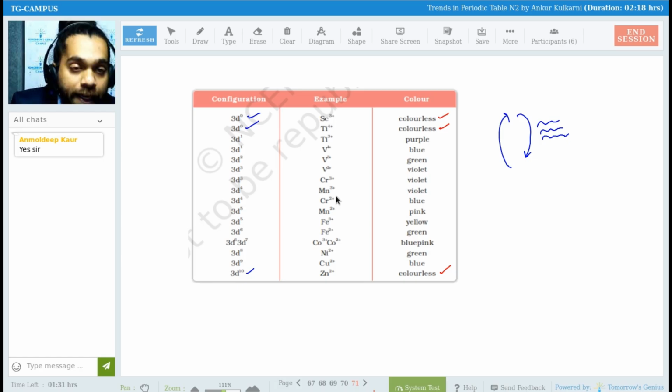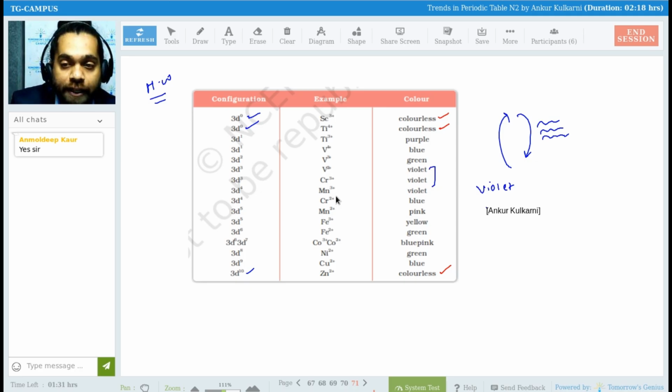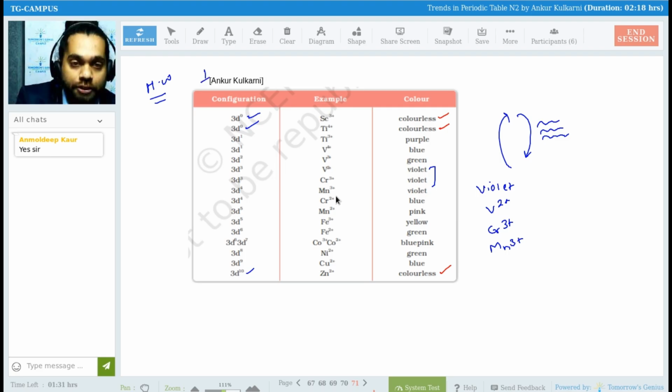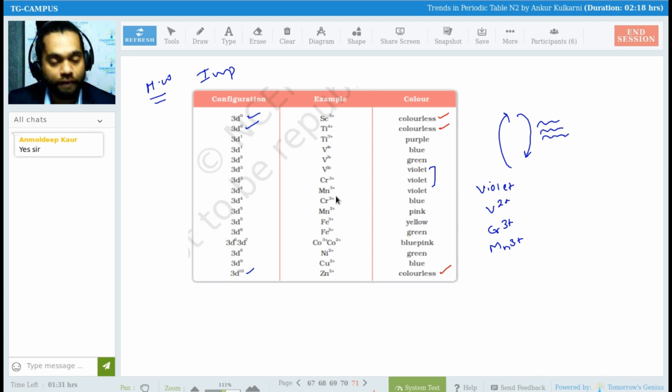Okay, so I want you to do one thing, take it as homework. Write down all the colors over here. For example, write down violet, and write down which are the elements or metals that are violet. So write down violet, and these three are violet: your vanadium 2+, chromium 3+, and Mn3+. Are you getting it, everyone? Important. On the basis of color, just bifurcate them. Is it clear, everyone?